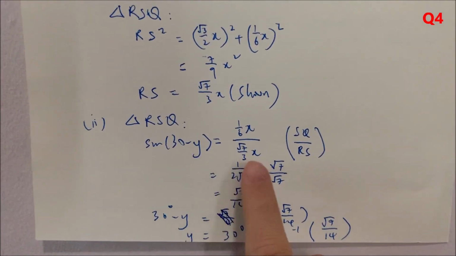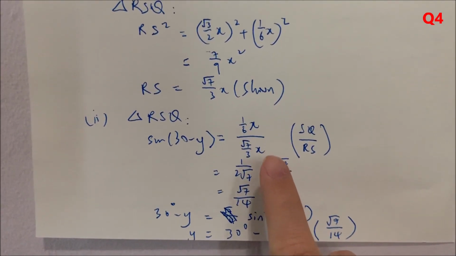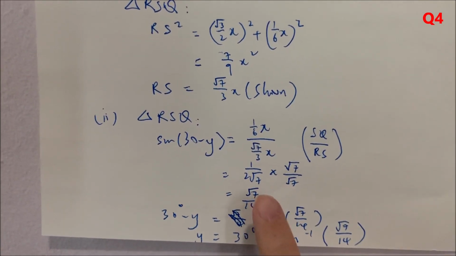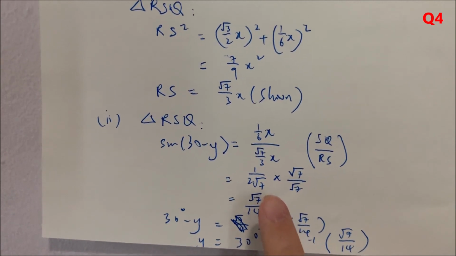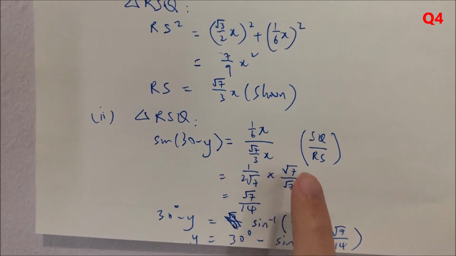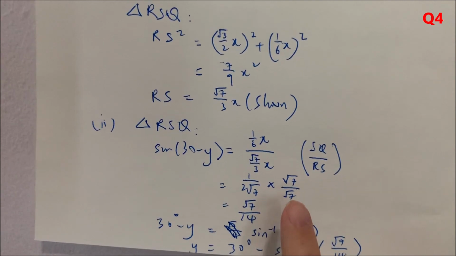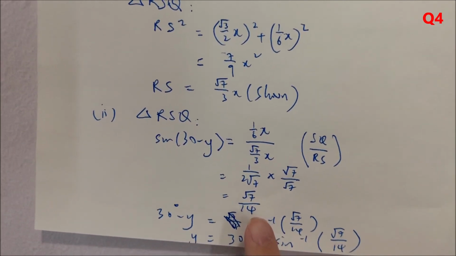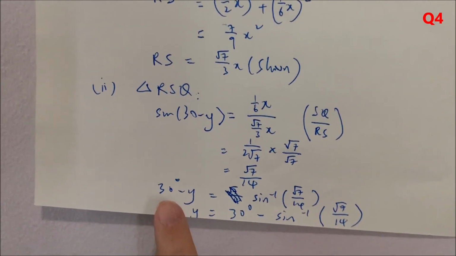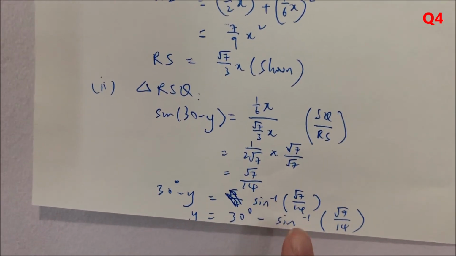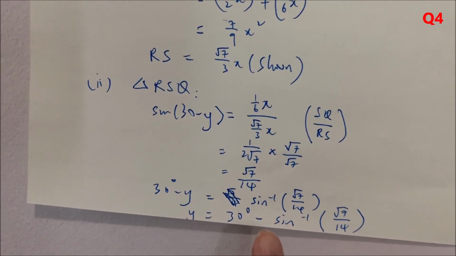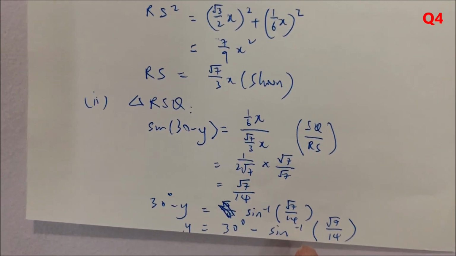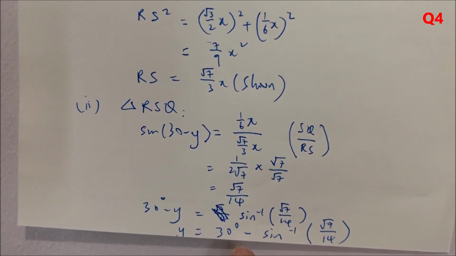So sine 30 minus y is the opposite over hypotenuse on this triangle RSQ. Do a little bit of rationalization. You get 1 over 2 root 7, but you do a little bit of rationalization of surds, you get root 7 over 14, which is what is part of your answer. So your 30 minus y is just sine inverse of root 7 over 14, and y is 30 degrees minus sine inverse of root 7 over 14. Okay, so this is the way to solve this question.